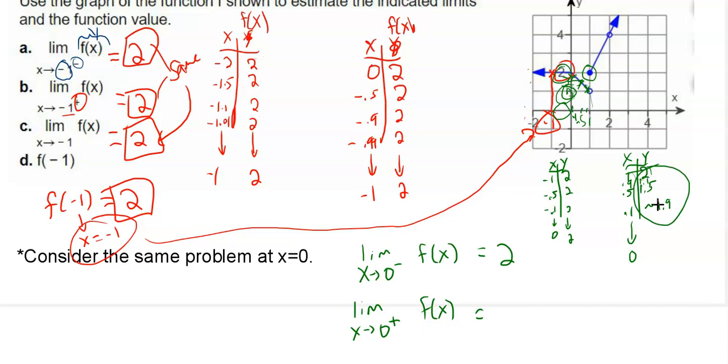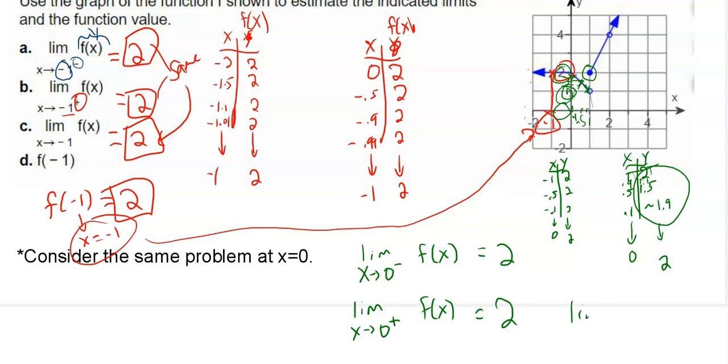And so if you consider that trend, it's also approaching 2. It's not already at 2, but that's the direction it's heading, right? It starts off low, close to 1, then it's at 1.5, then it's really close to 2. And as we keep getting closer and closer to 0 with our x values, those y-coordinates are going to get closer and closer to 2. 1.9, 1.99, 1.999. And so it's going to be 2 as well.